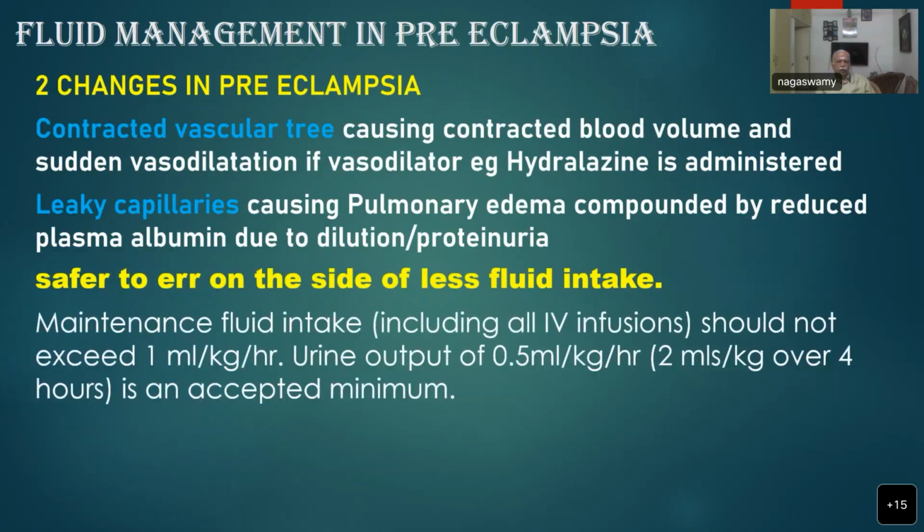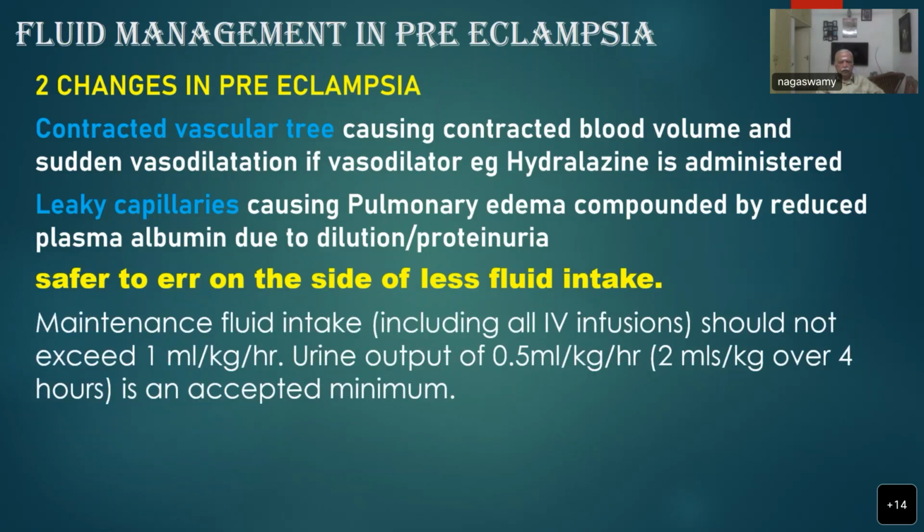So maintenance fluid intake, including all IV infusions, should not exceed 1 ml per kg per hour. And urine output should be monitored to have an output of 0.5 ml per kg per hour. And if it is not draining hourly, you should have at least 2 ml per kg over a 4-hour period. So these two are the methods.